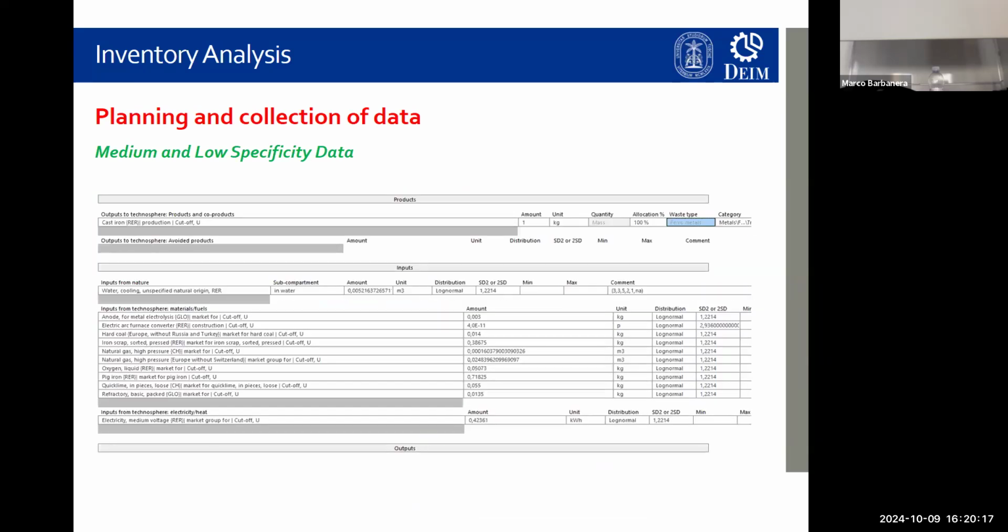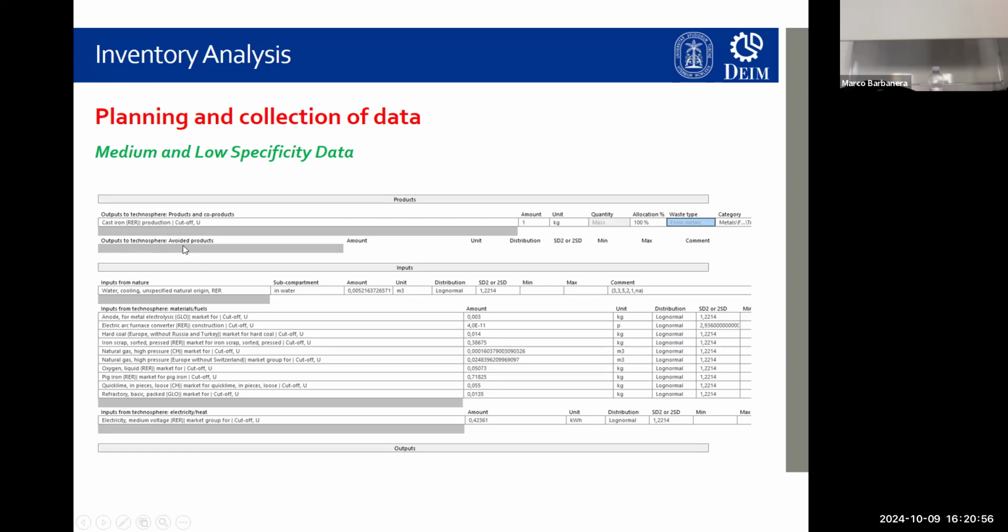Instead, here you can see the screenshot of a process inside the commercial SimaPro software. For example, here you can see the structure of a process inside the SimaPro software. In this case, this process is related to cast iron production. You can see in the first line the name of the process, cast iron production.